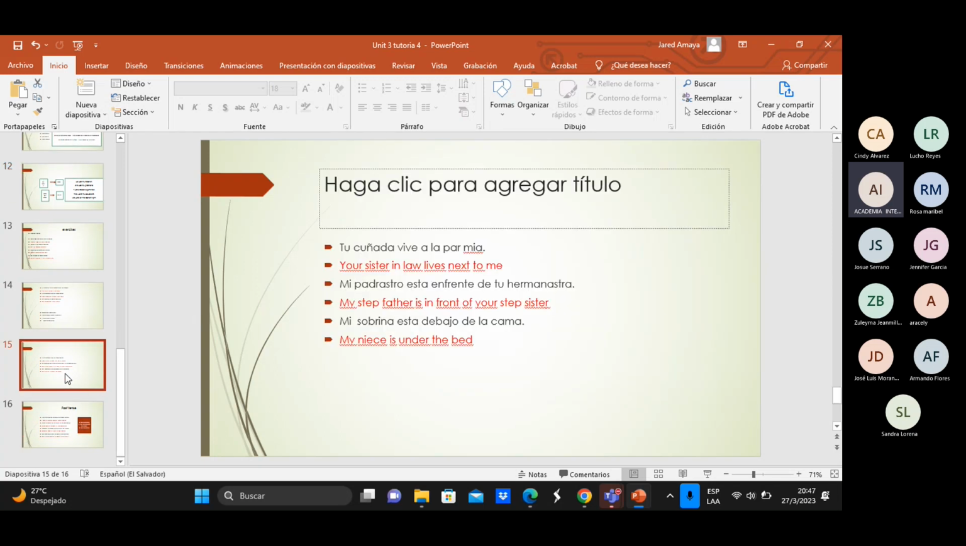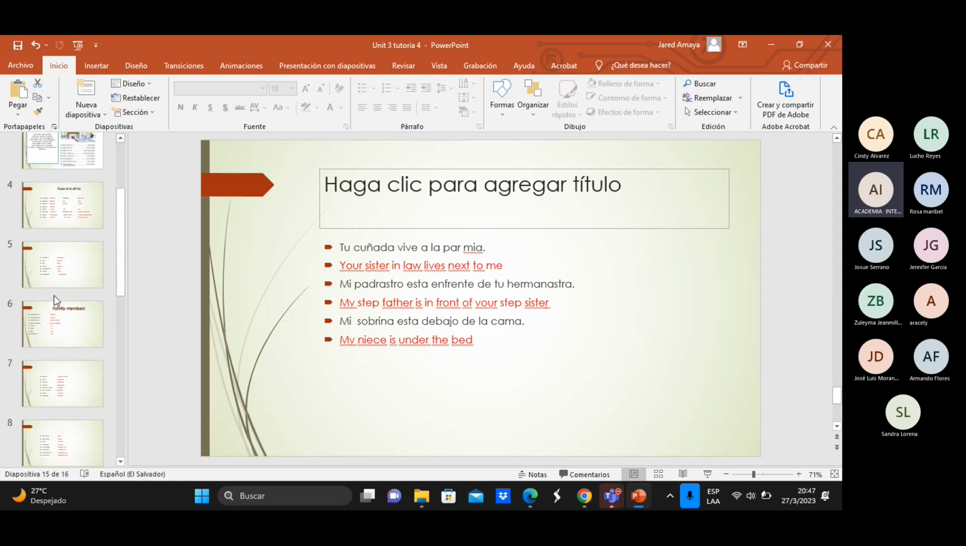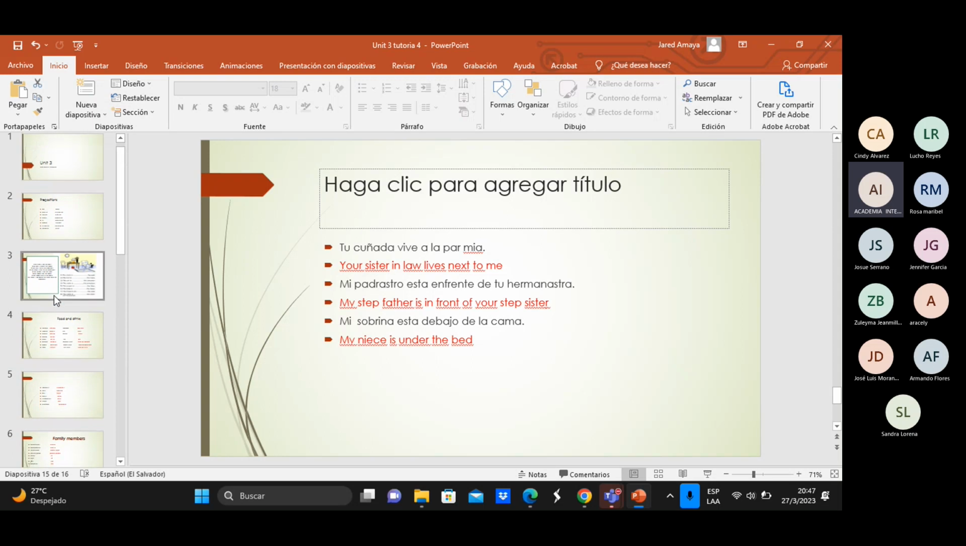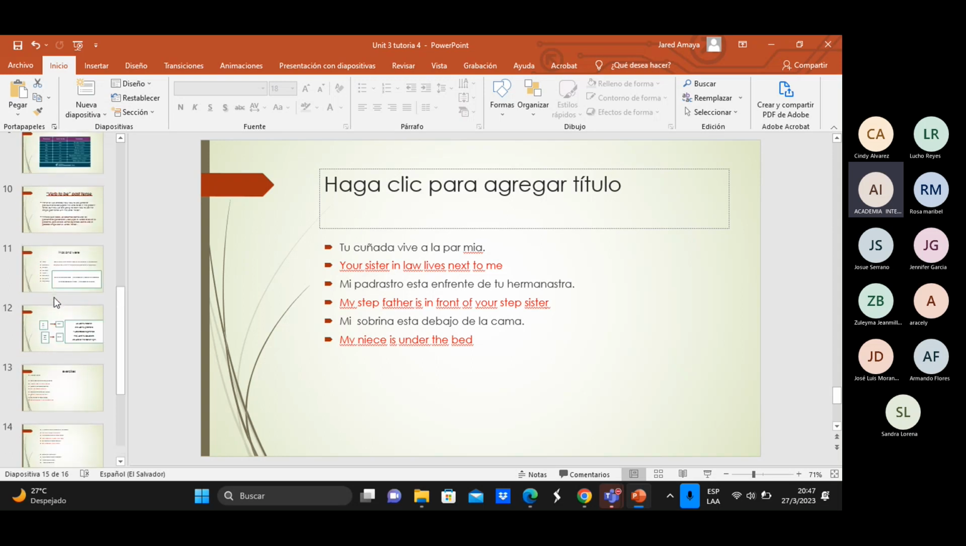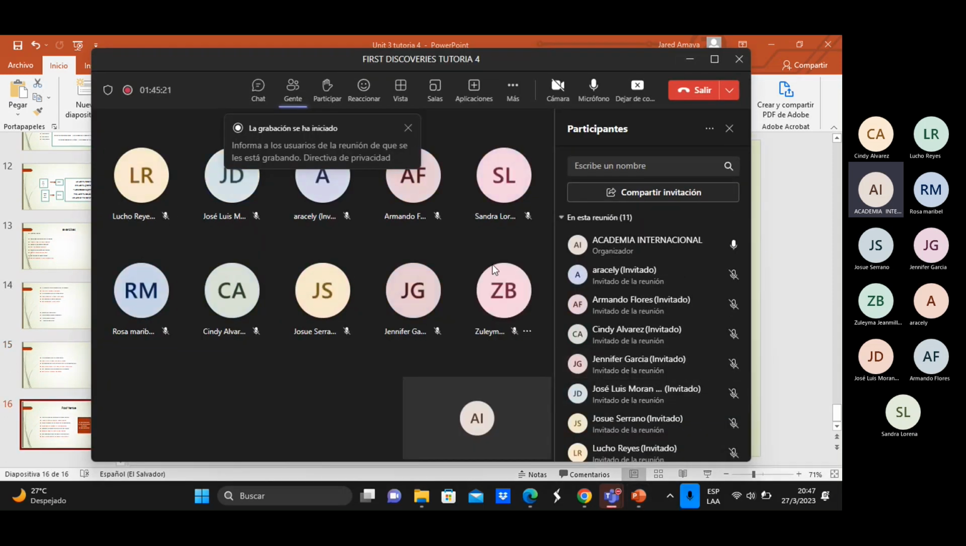No sé si hay alguna pregunta. Do you have a question regarding those exercises or about all the vocabulary that we were talking about today? Acerca de todo el vocabulario que estuvimos viendo, los prepositions. Any question? ¿Alguna pregunta? Or that would be all. Eso sería todo. Yes, teacher.